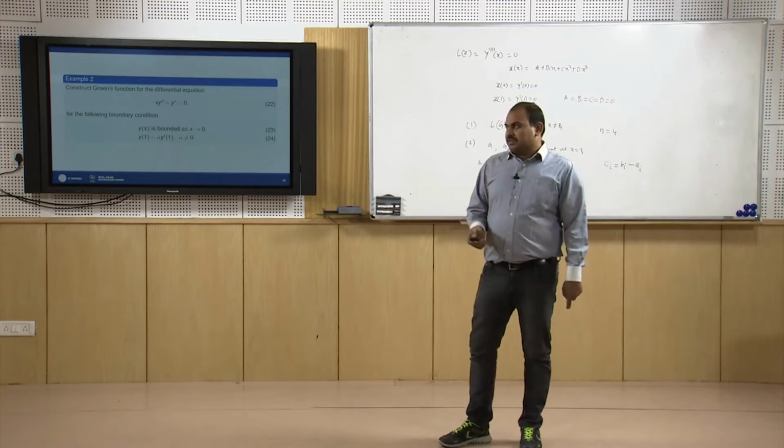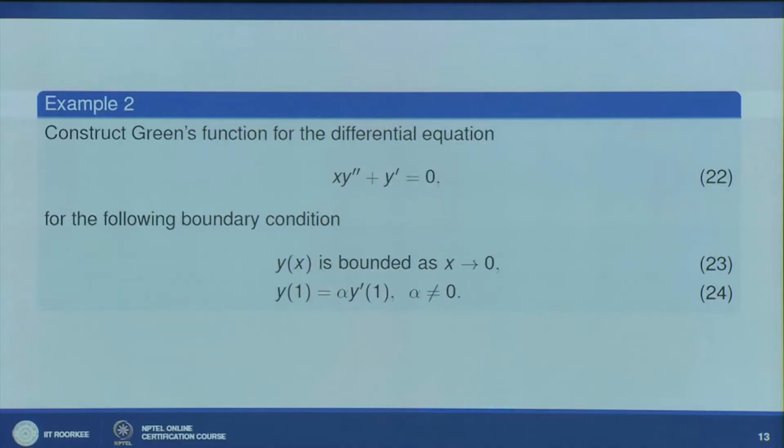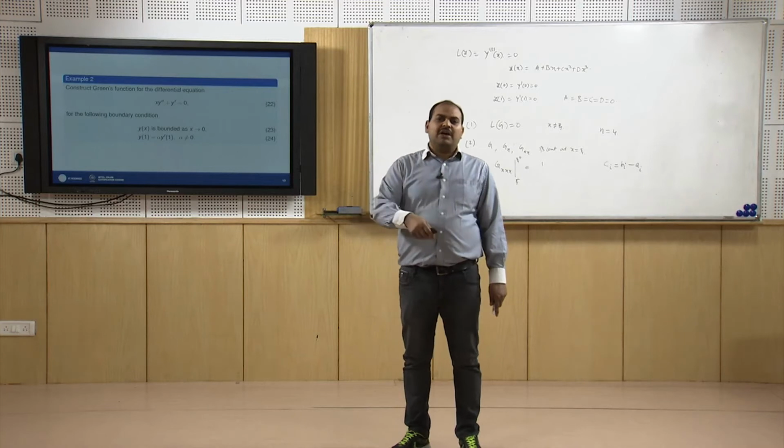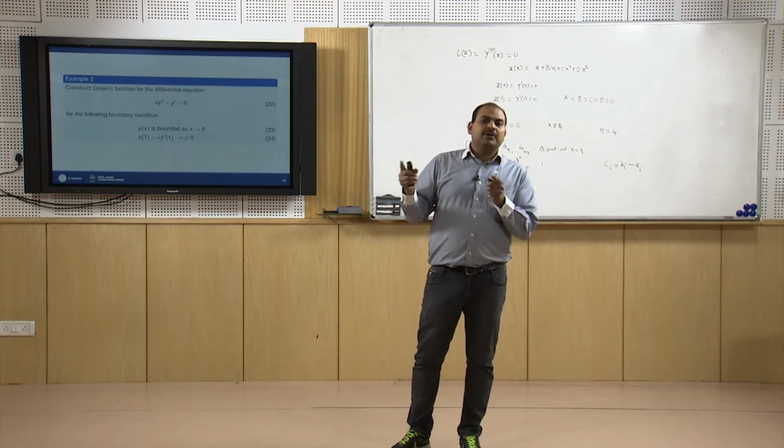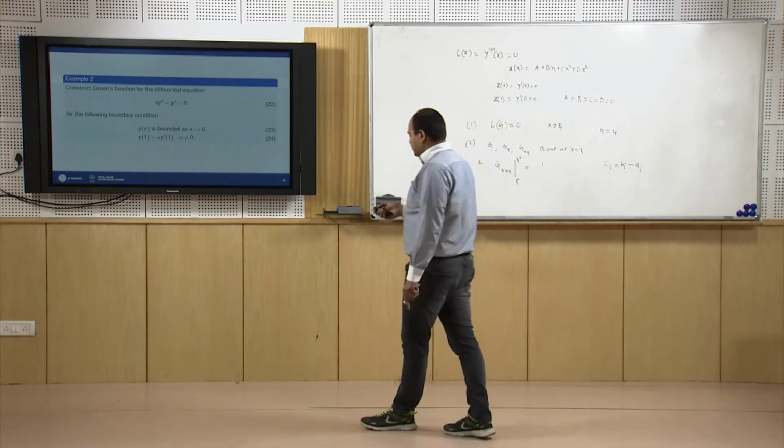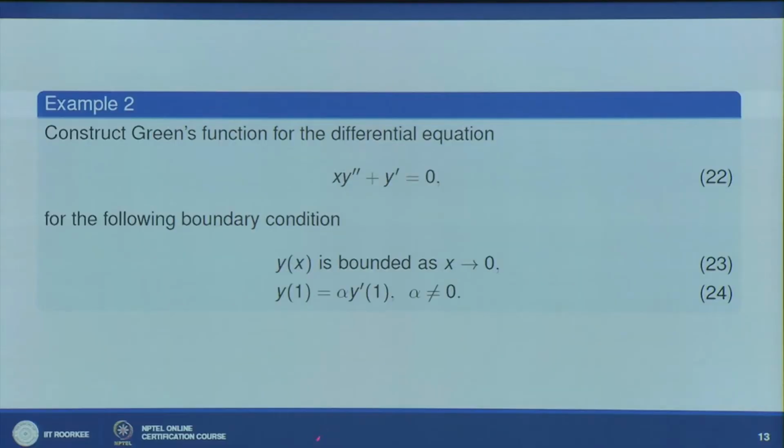So here we have to define our boundary conditions in such a way that we can construct our Green function. So we put another condition, that y(x) is going to be a bounded function as x tends to 0. This is a natural condition coming from the equation itself. If the coefficient of the highest order derivative vanishes at one of the endpoints, then we assume that the solution is going to be bounded at that particular endpoint. And the other boundary condition is that y(1) equal to alpha y dash(1). Here alpha is some non-zero constant.